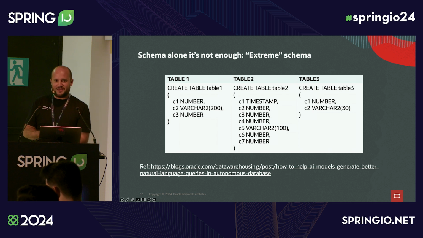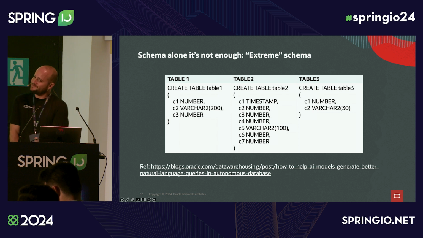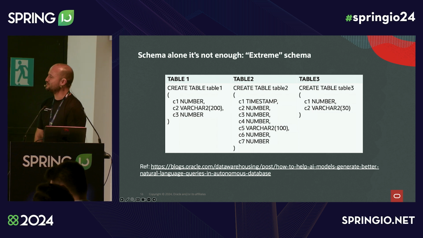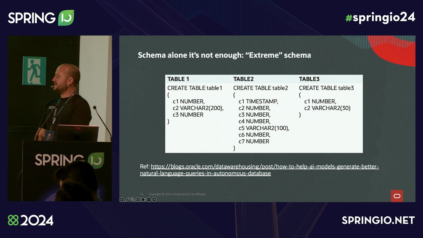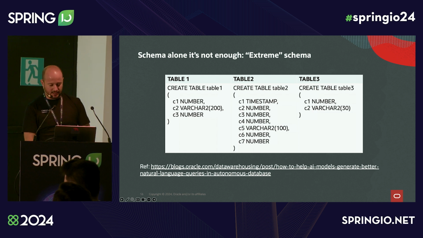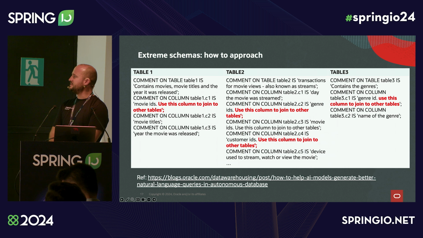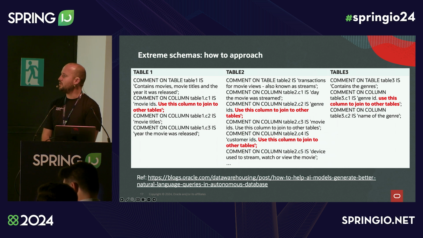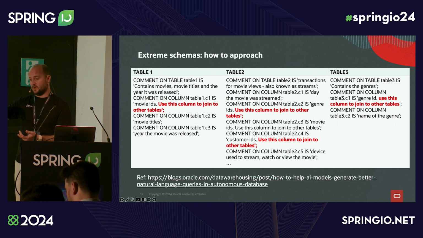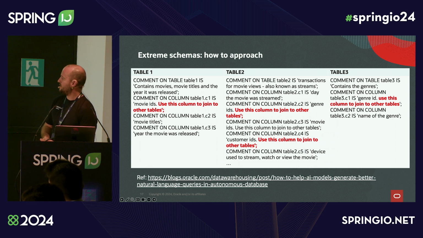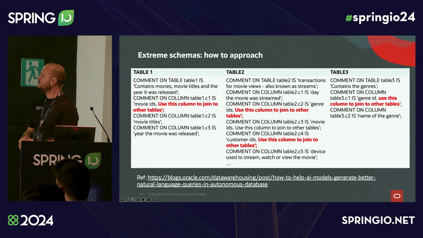We were mentioning at the beginning that the schema is not enough. This is probably a very extreme case, but you will find this in the wild sometimes. Table 1, column C1, things like that. And this is not enough. So there is a little bit of help on the Oracle database side. Some examples will be to comment on tables or columns. The red ones are important for the joins. It will help the LLM to make the joins and know what table is the foreign key and so on.